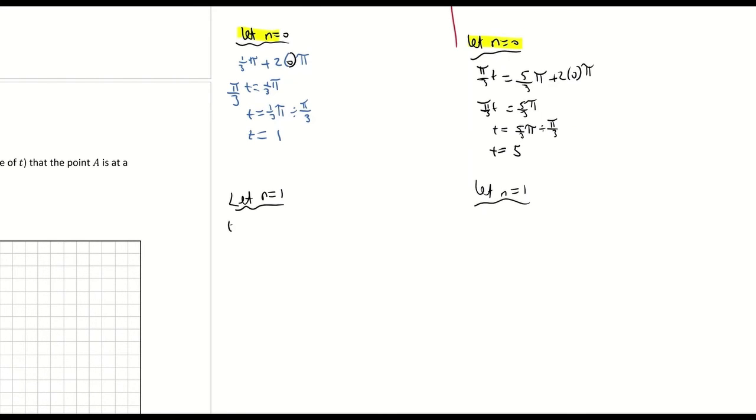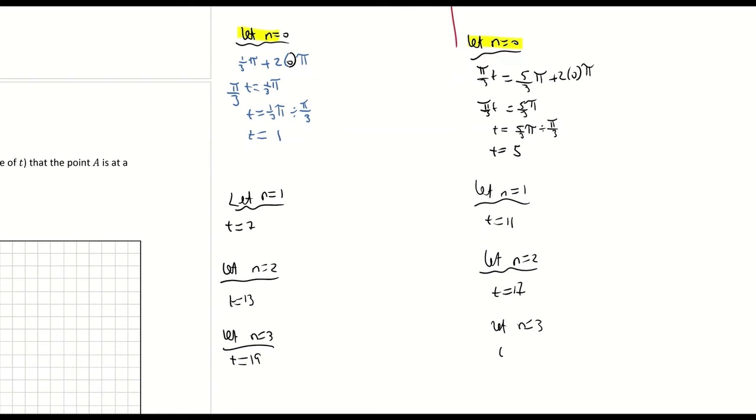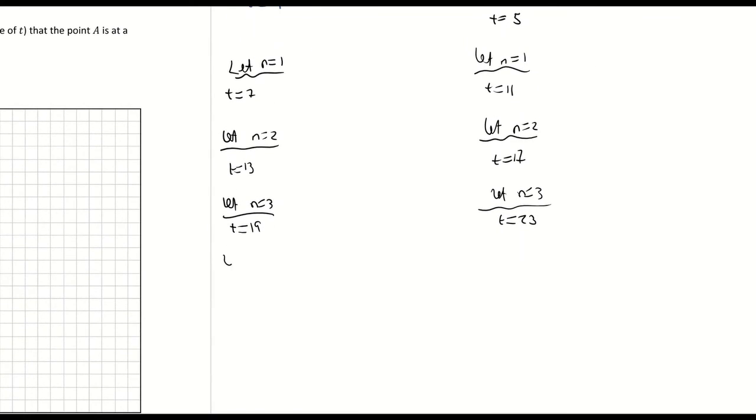When I let n is equal to 1, I get t is equal to 7 and t is equal to 11. When I let n is equal to 2, I'm getting t is equal to 13, t is equal to 17. When I let n is equal to 3, I'm getting t is equal to 19, t is equal to 23. Let n is equal to 4, I'm getting t is equal to 25, t is equal to 29.